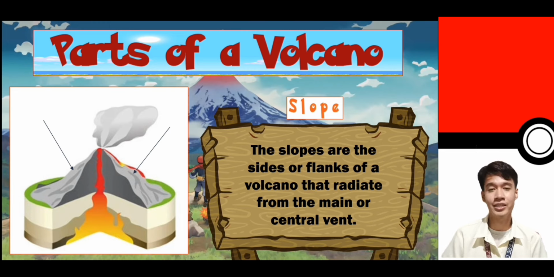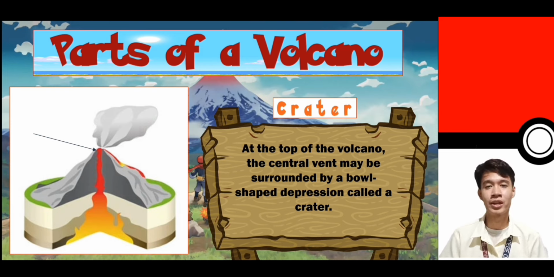Onwards, at the top of the volcano, the central vent may be surrounded by a bowl-shaped depression called a crater. Craters form when explosive eruptions occur. Eruptions are more explosive when magma contains a lot of gases and the volcano forcefully expels a large quantity of ash, rock fragments along with those gases.